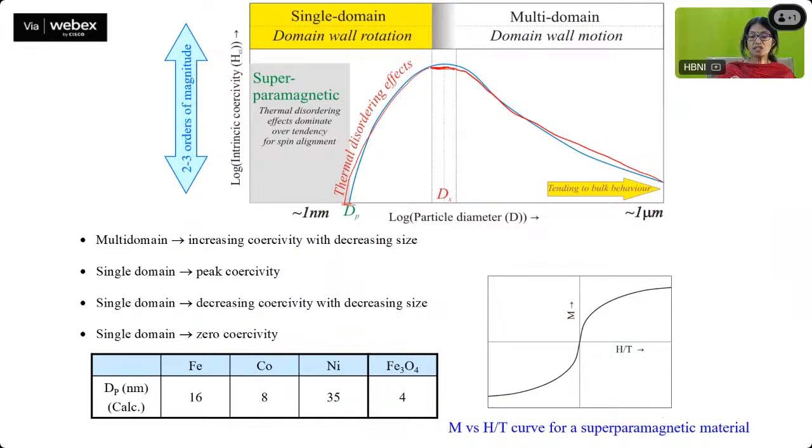So this is how we talk about how the coercivity changes when you are moving from a multi-domain to a single domain particle. Okay. And superparamagnetism is when thermal disordering effects dominate over the tendency for spin alignment. So this is known as the superparamagnetic effect.